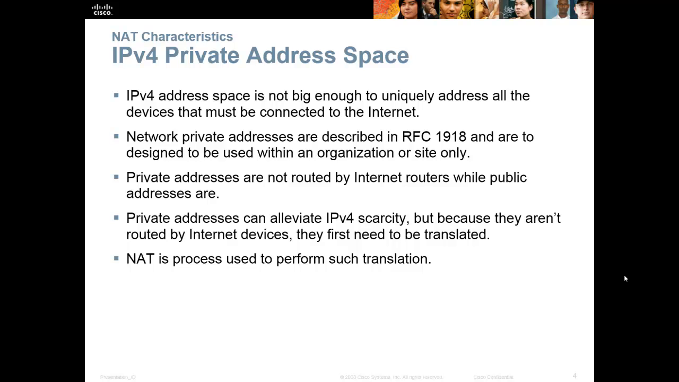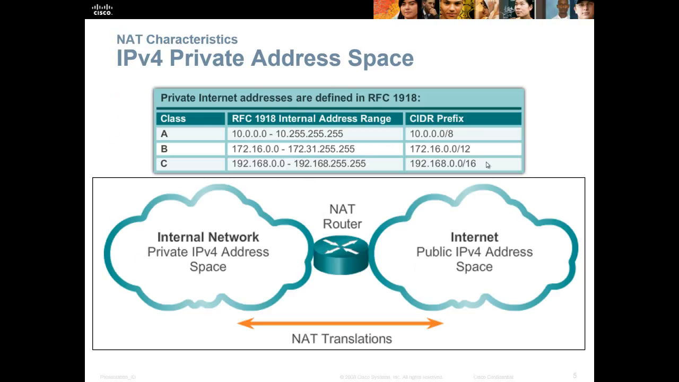So RFC 1918 came up and said, we're going to have private IP addresses. The ranges are 10, 172.16, and 192.168. They picked one network in each class and said, these are going to be private. They cannot be routed on the internet.